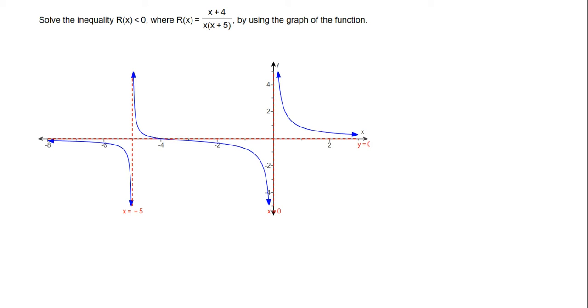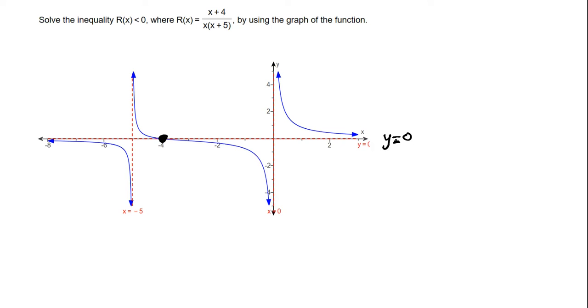So first I want to distinguish between the pieces of this graph that are equal to 0, that are greater than 0, and less than 0. So we can use the x-axis. The x-axis is y equals 0, and any points that are on that x-axis will have a y-coordinate of 0. So that would be this point right here at -4.